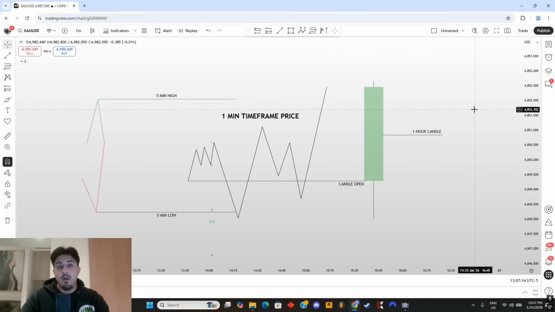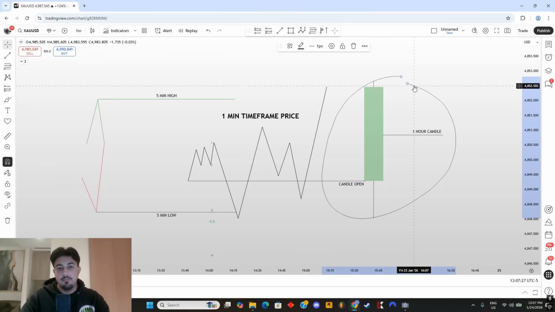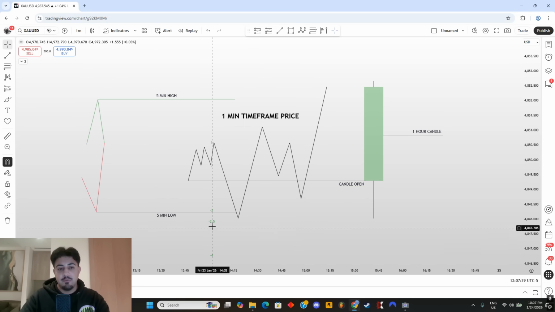Okay, now power of 3 is fractal, meaning that you can use power of 3 on any time frame's candle. So this could be the 1 hour, 4 hour, or daily candle. Now this right here is an hourly candle, and this price section is on the 1 minute time frame, and then we have the 5 minute low over here and the 5 minute high over here.